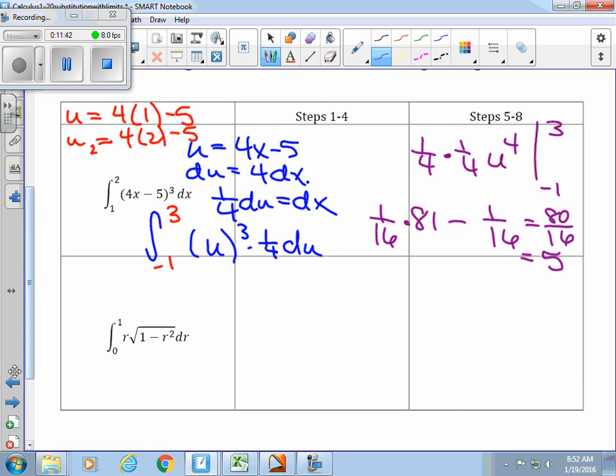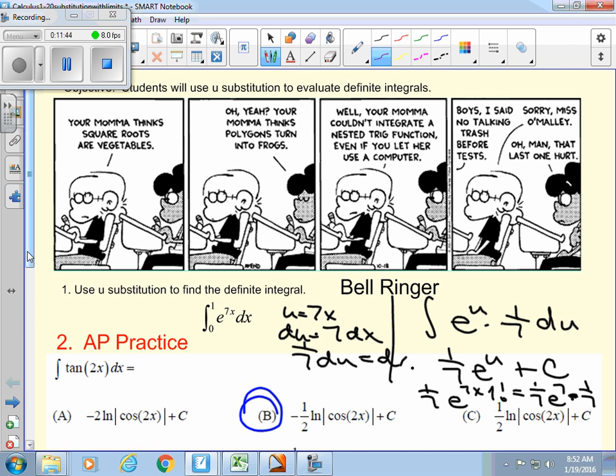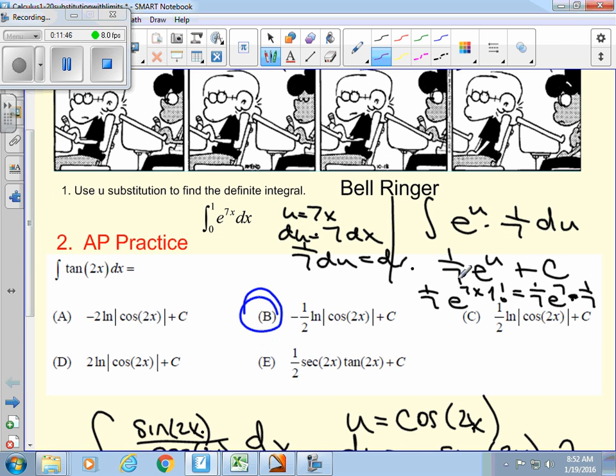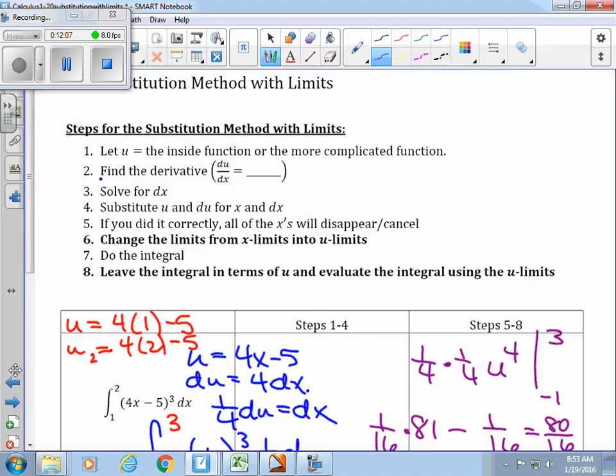Now, if I go back to the bell ringer, I said, you probably could figure this out without my help. And you did. You did this one without my help, right? Maybe I helped a little, I don't know. This one, we substituted the x back in and then did our limits 0 to 1. What we're learning on this slide is we don't have to do that. And it can make our life a lot easier by not substituting the x back in.